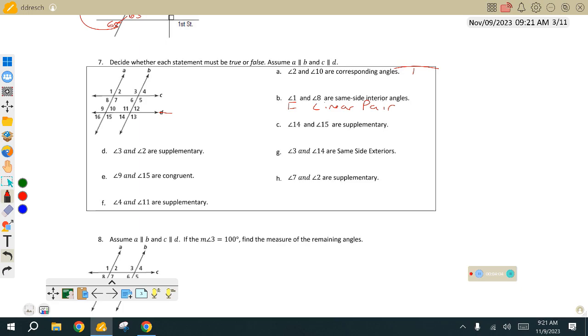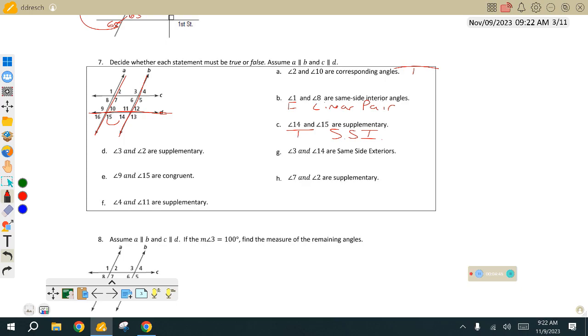14, 15s, are they supplementary? Yes. True. 14 and 15. The reason why we have some supplementaries happening here is it's involved with A and B. A and B are parallel. And with A, B being parallel, 14, 15 are same side interiors, aren't they? They're in between A and B, making it interior. They're on the same side of transversal D. Same side interiors are supplementary, aren't they? And we don't have to put same side interiors, but that's what we have there. Okay. All right, keep going here.